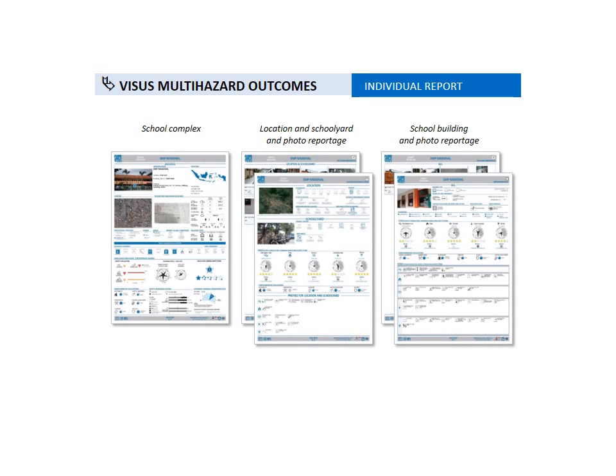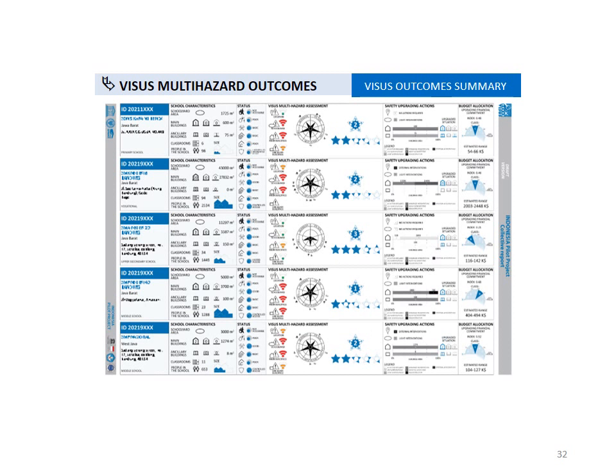This is an example of the reporting format. There is a collective report, and the collective report will provide information about all schools that have been surveyed: the identifications, the description of the schools, the status of the schools, the multi-hazard assessment indicators, suggested actions, as well as resources needed for the suggested action.